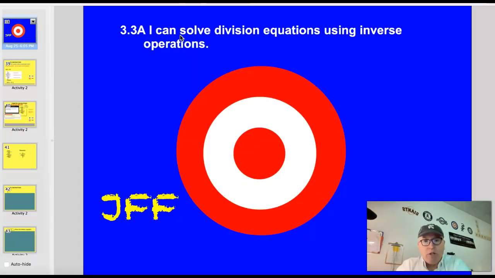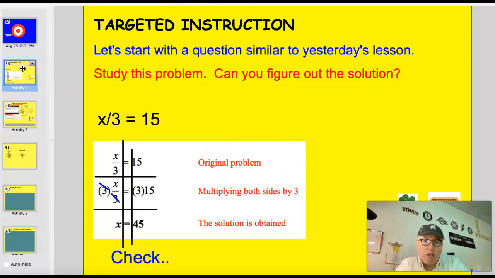All right, here we go. Tonight, officially, 3.3a, I can solve division equations using the inverse operations. Let's do this thing. Let's start with this question similar to yesterday's, except today we've got the operation of division. x divided by 3 equals 15.